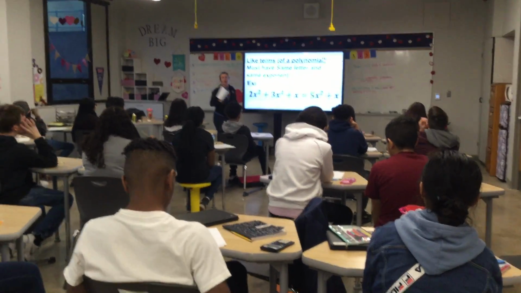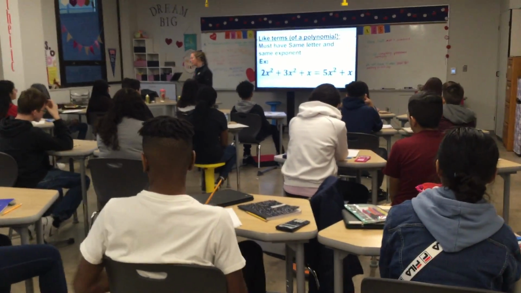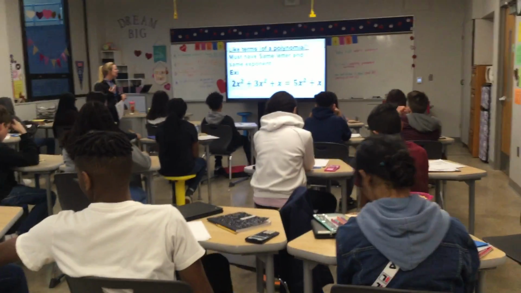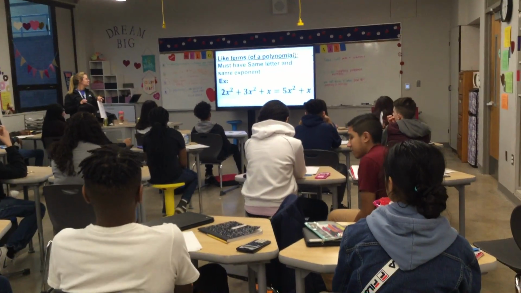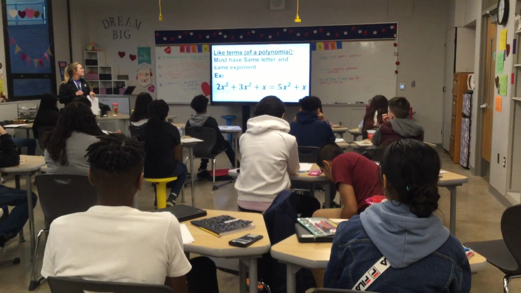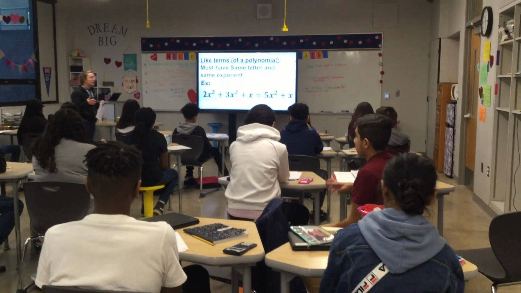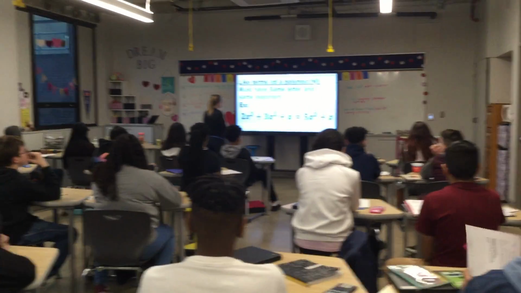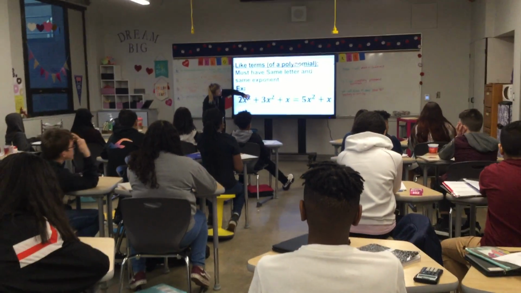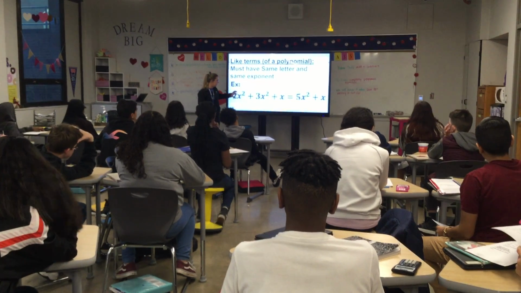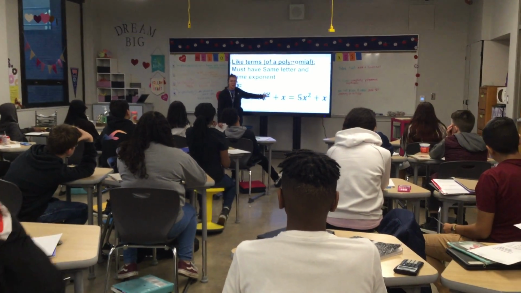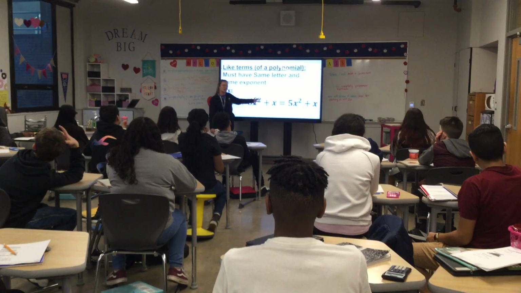So, like terms. You guys know about what like terms are, but we're going to take that to the next step now. So, Allison, can you read me what a like term is? Yeah, so that has the same letter and the same exponent. So everything about them at the end has to be exactly the same. This very first number doesn't have to be the same, but everything about them after that number has to be the same. Did I say that right?